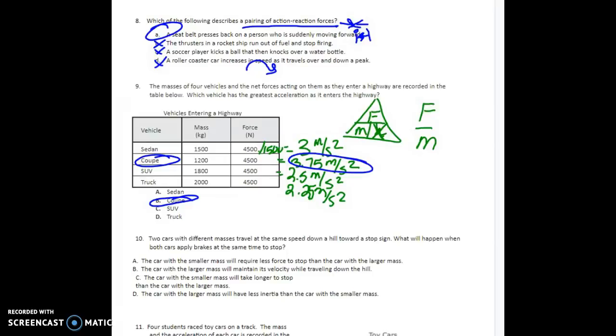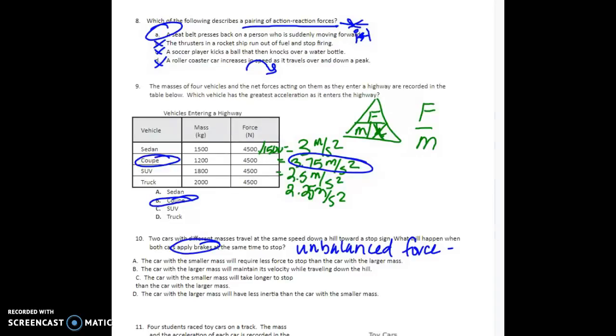And finally, number 10, two cars with different masses travel at the same speed down a hill toward a stop sign. What will happen when both cars apply brakes at the same time to stop? So they're applying their brakes, which is clearly an unbalanced force, which is going to stop their motion. A, a car with a smaller mass will require less force to stop than the larger mass. Newton's second law states that the amount of force required to change the motion of a smaller mass is less. So that is a true statement, small mass, less force.